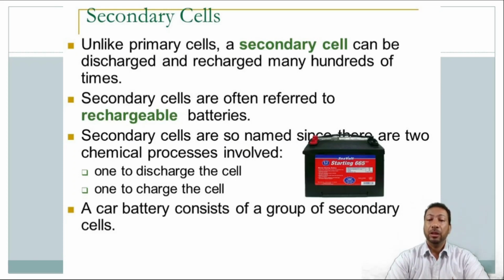A car battery consists of a group of secondary cells. Here, I would like to make the distinction that a single cell is what we commonly think of as a battery, but it is not really a battery. A battery consists of two or more cells.